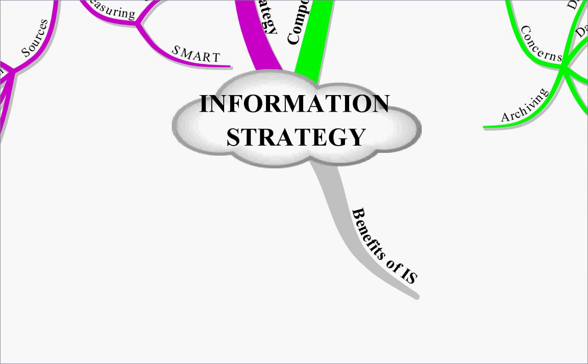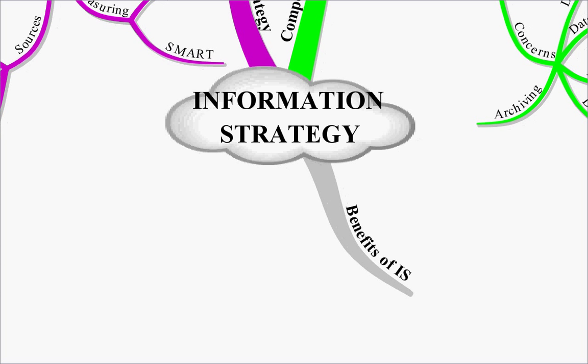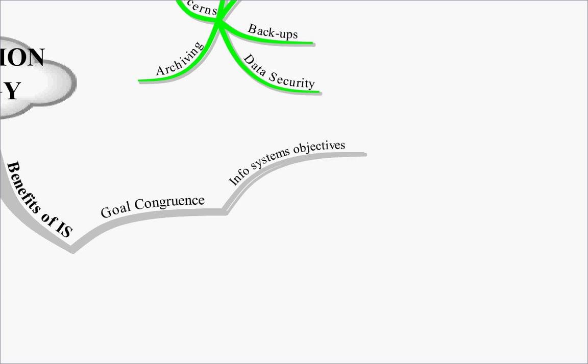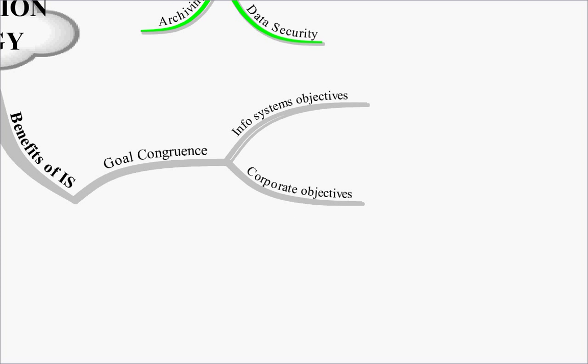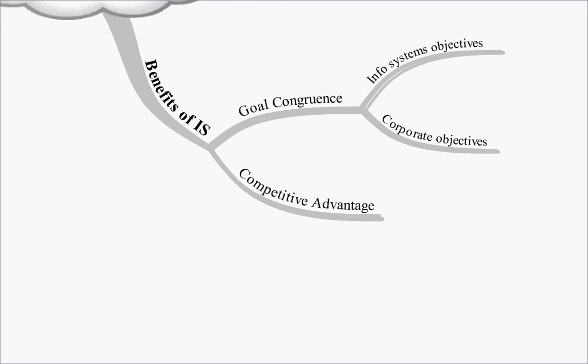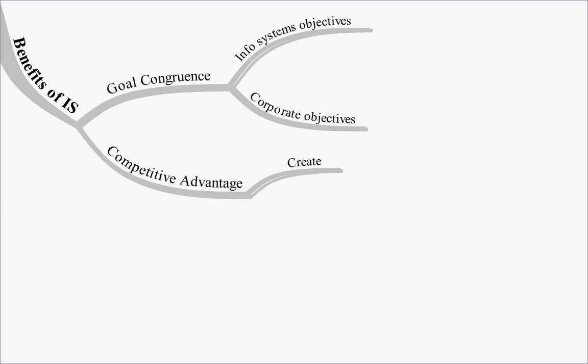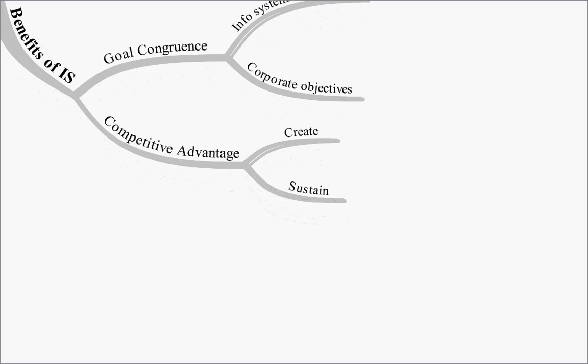The benefits then of an information system or an information strategy. Well, goal congruence. Remember, we talked about this with the agency problem. We've got to make sure that the information systems objectives are in line with our corporate objectives, and that's why we look at those when we're developing our information strategy. It also helps us to gain competitive advantage. We want to create competitive advantage, and we want to then sustain it.